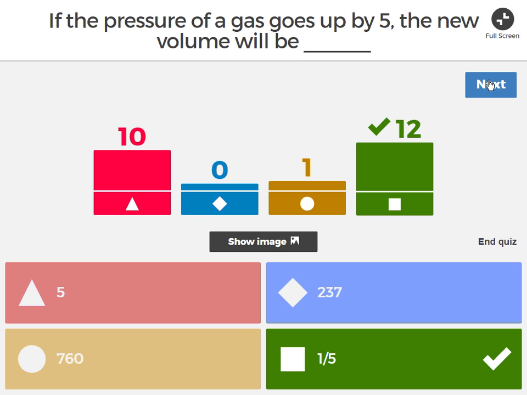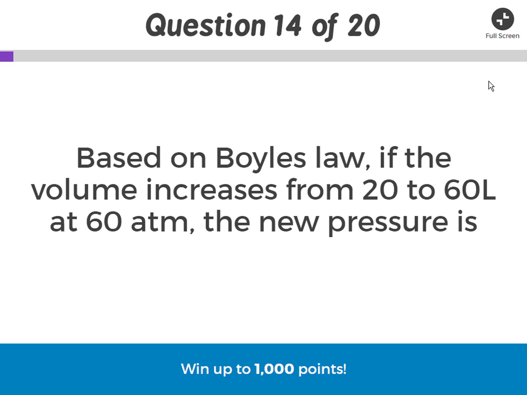Right, so my pressure, here's my box, right? Got your box? You guys didn't forget it, right? Box. Whip it out, people. All right, so increase your pressure by 5. 1, 2, 3, 4. What happened to your volume? It decreased significantly, it's now down to one fifth of the volume, so 1 over 5. So indirectly related, good. Based on Boyle's law, if the volume increases from 20 to 60, at 60 atmospheres, the new pressure is.